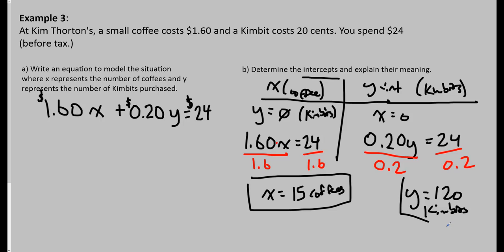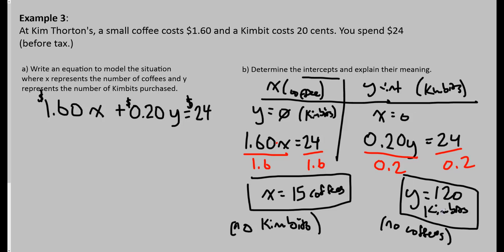Kimbits. So I sort of jumped the gun on this one where it says explain the meaning. What it means is if I spent $24, the x-intercept means I bought all coffees and no Kimbits. And the y-intercept represents how many Kimbits I could buy if I didn't buy any coffees, because coffees was 0 in this case. So that's the meaning of the intercepts for this Kim Thornton's example.